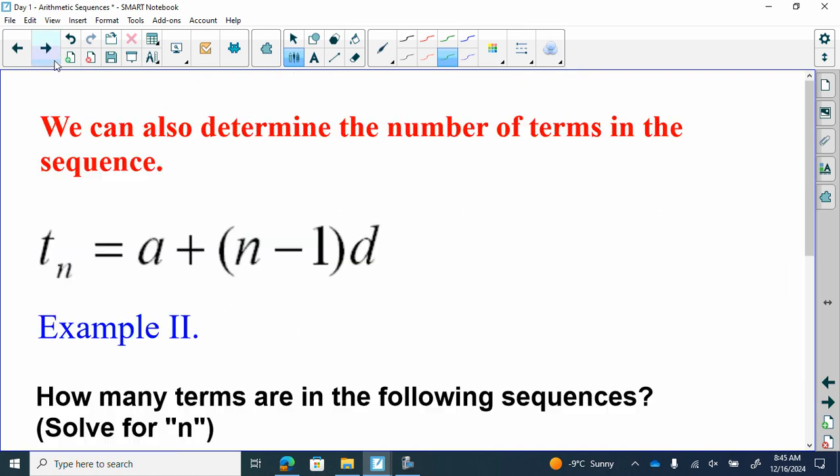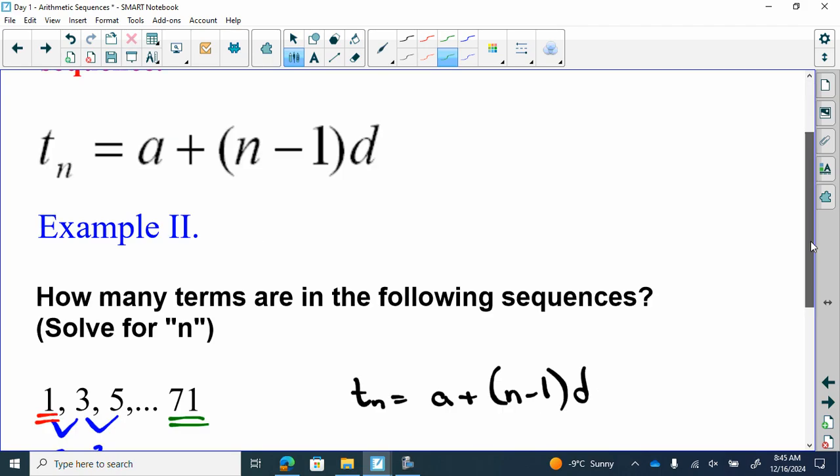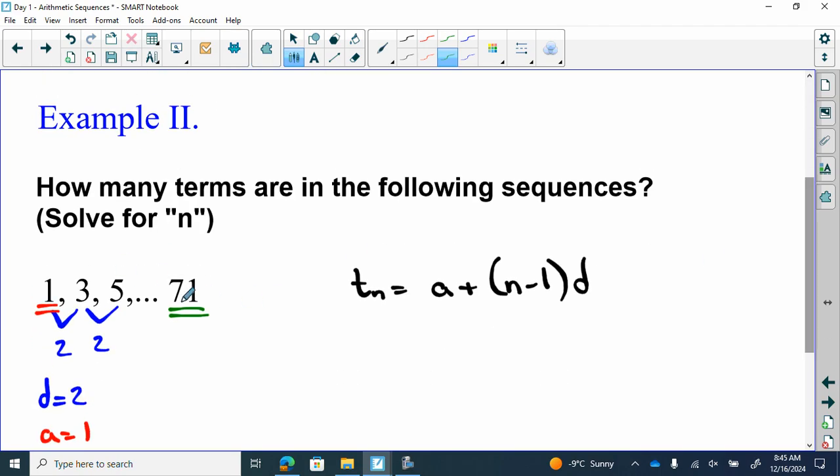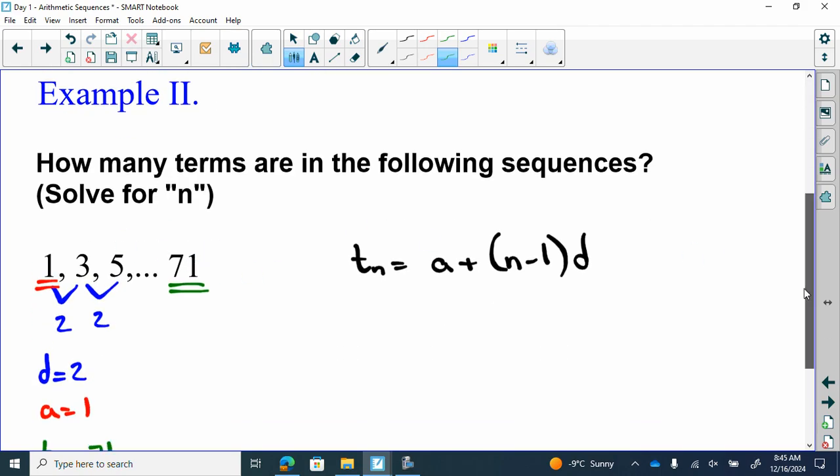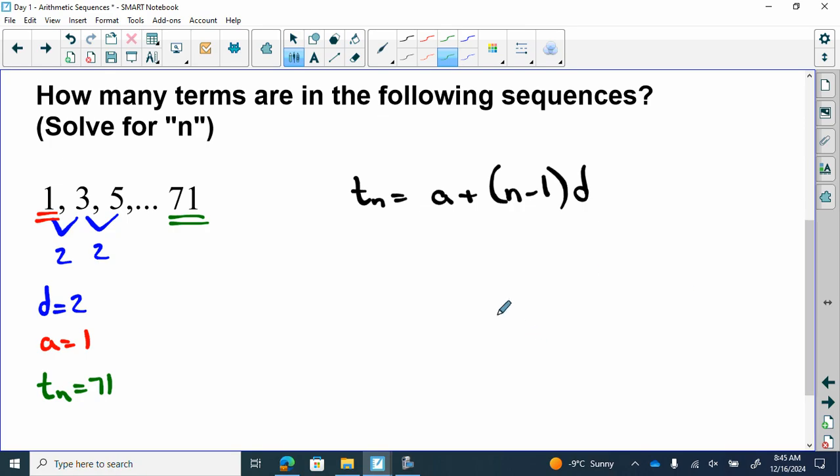So do you see how they went 1, 3, 5, dot, dot, dot, dot, all the way up to 71? So in this case, Tn equals 71. So when I fill this in, what am I going to replace that with? 71 equals. What's the a going to get replaced with? I'm trying to solve for n. I don't know what that is. And I do know the common difference is 2.